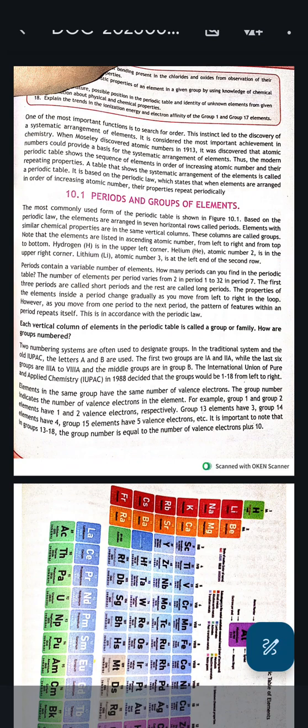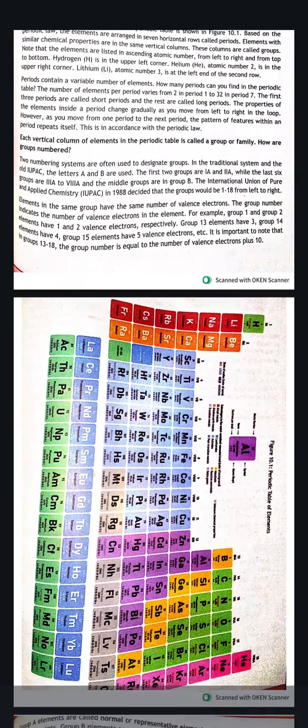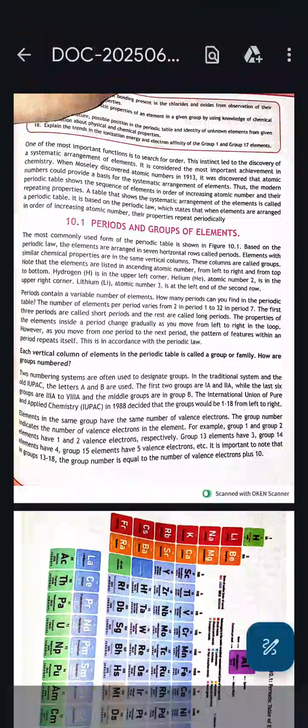What are periods and groups of elements? The most commonly used form of the periodic table is shown in figure 10.1. Based on the periodic law, the elements are arranged in 7 horizontal rows, which are called periods. Elements with similar chemical properties are in the same vertical columns. These columns are called the groups. So the horizontal rows are periods and vertical columns are groups. Note that elements are listed in ascending atomic number from left to right and from top to bottom.